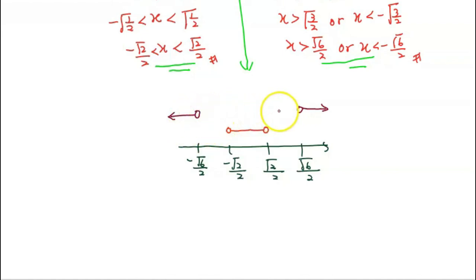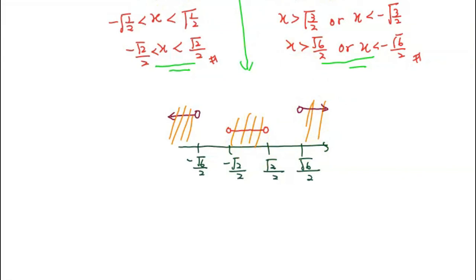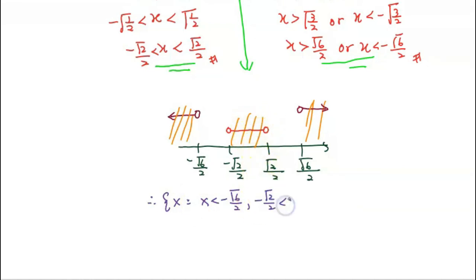Okay, this is the right hand side answer, this is our left hand side answer, and we are going to union it. So we are going to shade it. Union means this part of the answer is included, this part also included, and this part also included. Finally, the conclusion will be x less than negative square root 6 over 2, and then in the middle part it will be negative square root 2 over 2 less than x less than square root 2 over 2, and then this part will be x more than square root 6 over 2.